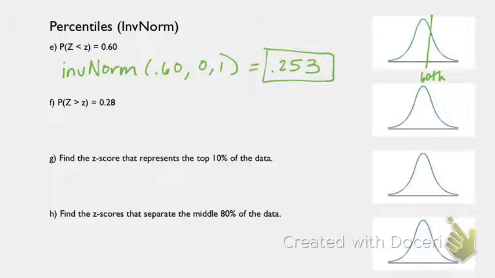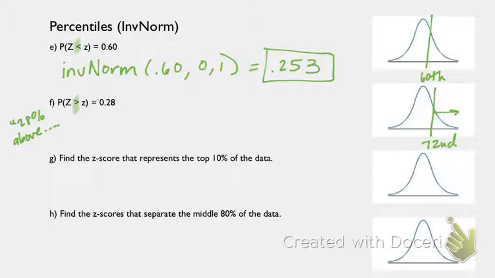What F is saying, so you notice how the signs are different. One is less than, one is greater than. What this one is saying is that 28% is above that z-score. So if 28% is above, then how much would be below that z-score? Or what percentile am I looking for? If 28 is above, how much is below? 72. So I'm looking for the 72nd percentile, because the greater than means above.